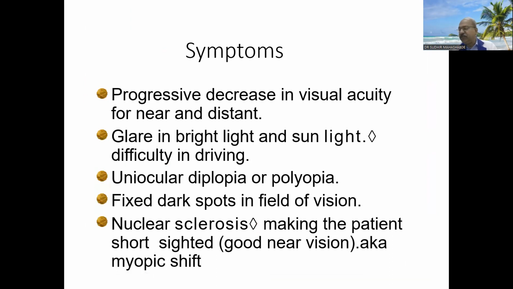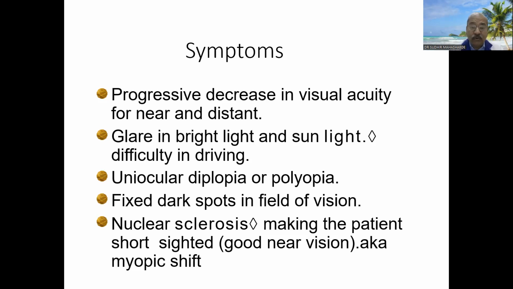Now, what are the symptoms of cataract? There is a progressive decrease in the visual acuity, both for near and distance. There is glare in bright light, especially in bright sunlight if it is coming from the front, and also at night time, when the patient is driving and the lights are coming from the front, they will lead to spreading of light, and the patient will find great difficulty in night driving.